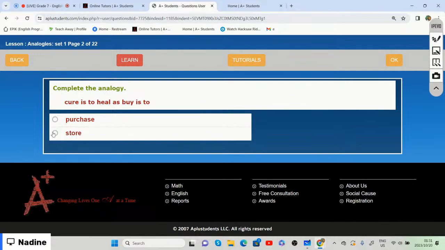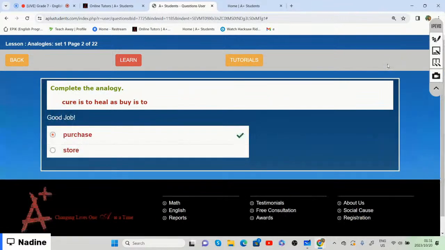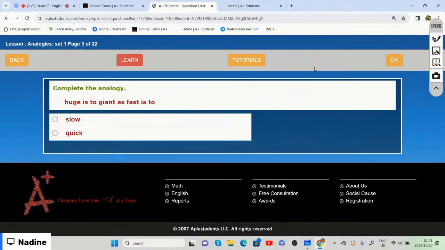All right, so cure is basically the same as healing, just as buy is the same as to purchase. If I purchase something, it means that I'm buying something. Yes, so well done. Good job.